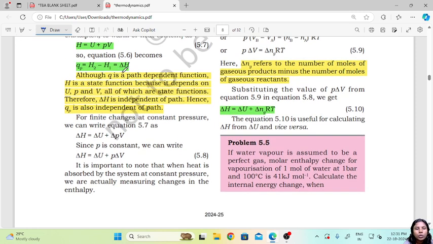Now although Q is a path dependent function, H is a state function because it depends on U, P and V, all of which are state functions. Therefore we can say that delta H is independent of the path, and hence QP, that is the heat absorbed at constant pressure, also becomes independent of the path.